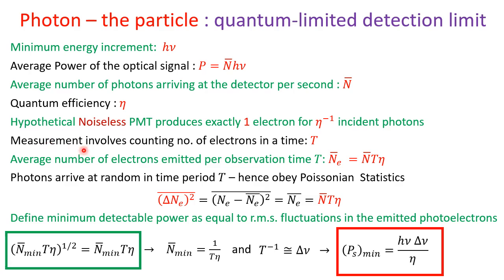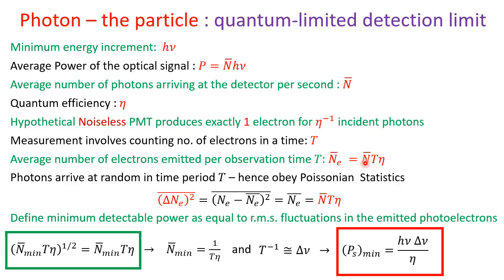So the measurement involves basically counting the number of electrons in a given time t, right? So imagine in a given time t, the number of electrons that will be emitted would be what? It is the number of photons, right?